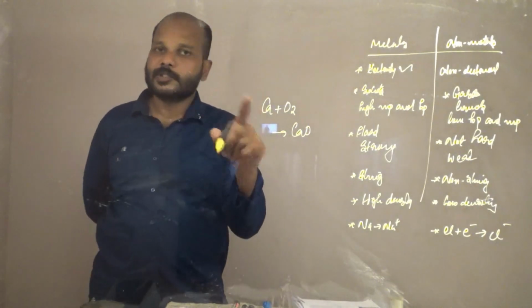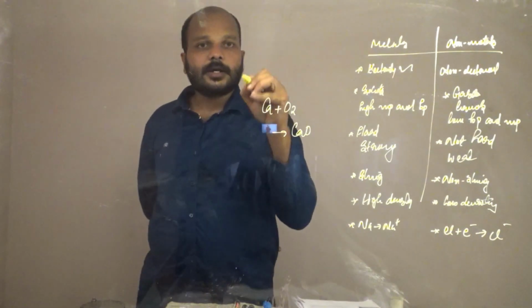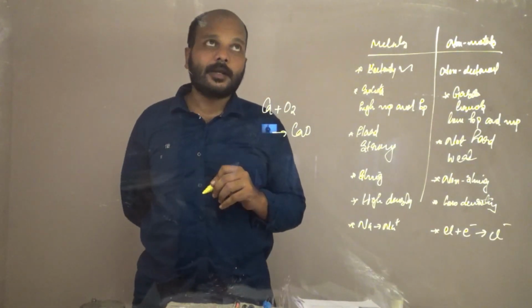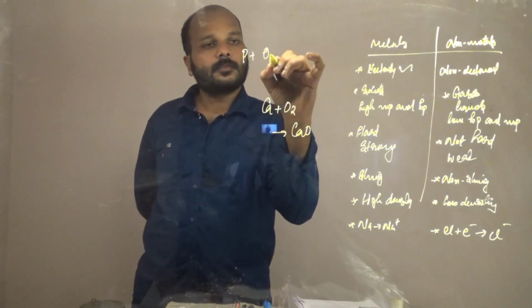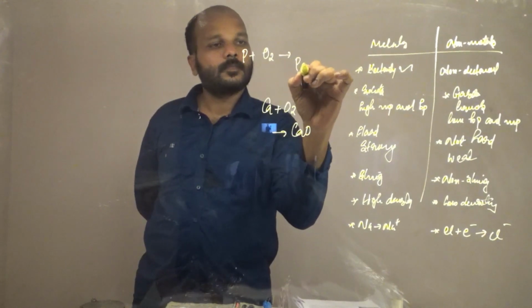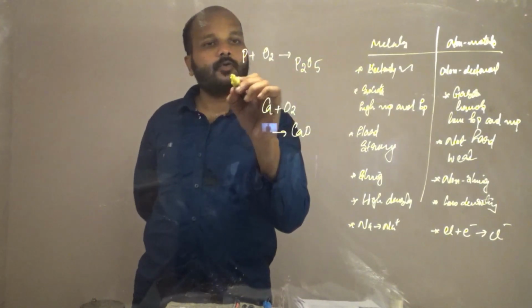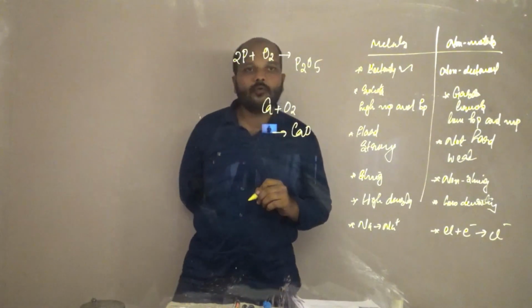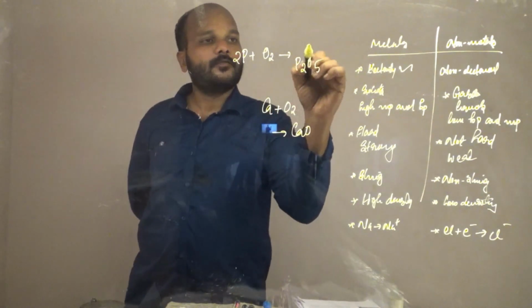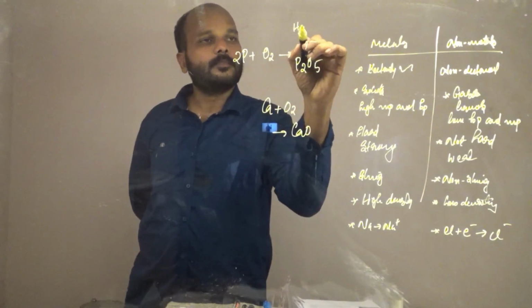So this is calcium, a metal. On the other hand, you can take a non-metal, let it be phosphorus. Phosphorus reacts with oxygen to form P2O5.